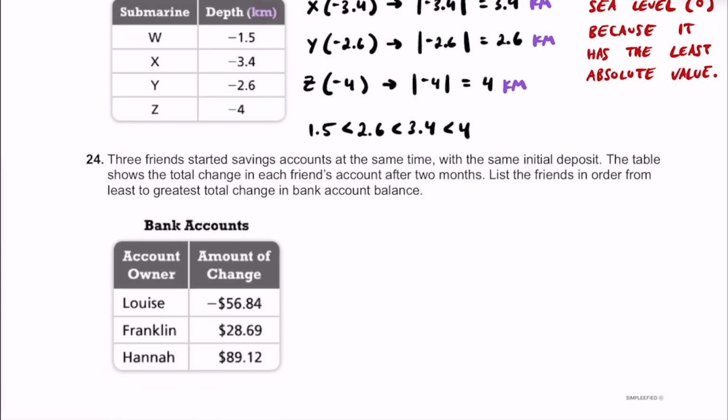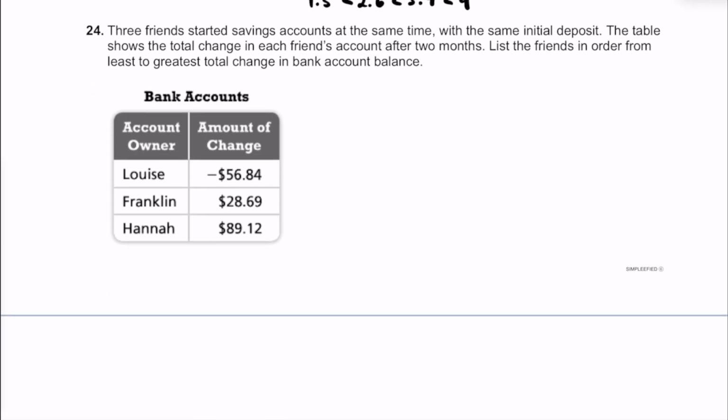All right, let's check out number 24. In 24, 3 friends started savings accounts all at the same time with the same initial deposit. The table shows the total change in each friend's account after 2 months. List the friends in order from least to greatest total change in bank account balance.